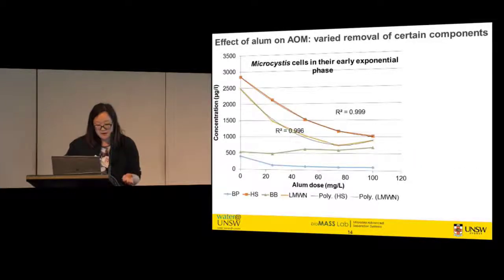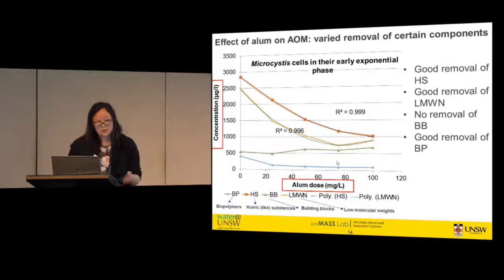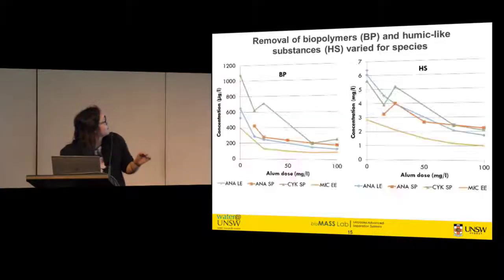So what was the effect of alum on this algal organic matter? So we found that there was varied removal for some of the components. As we increase our alum dose, this is our concentration on the y-axis of our organic matter. So we found that the red and the orange lines, there was good removal, but there was actually an increase in this one, which was a bit strange. So good removals of humic-like substances, lower molecular weights, but no real removal of building blocks and biopolymers. Or good removal of building blocks too, biopolymers too, sorry.